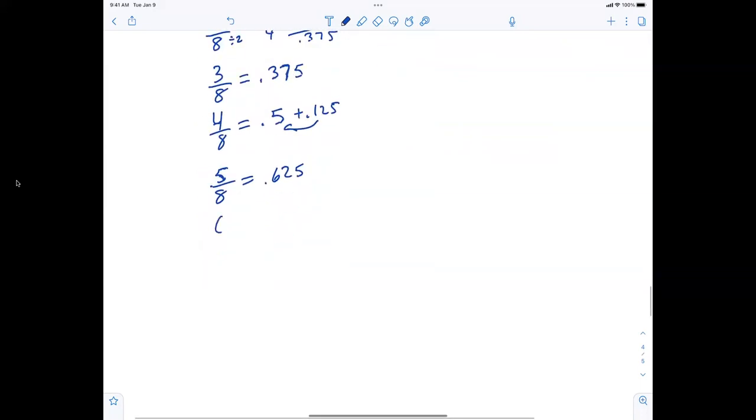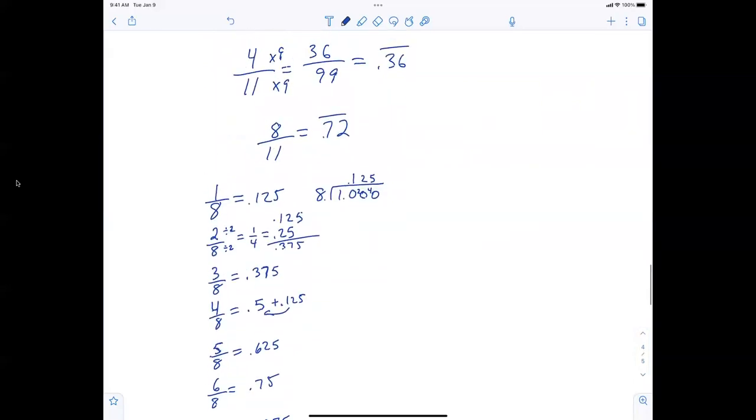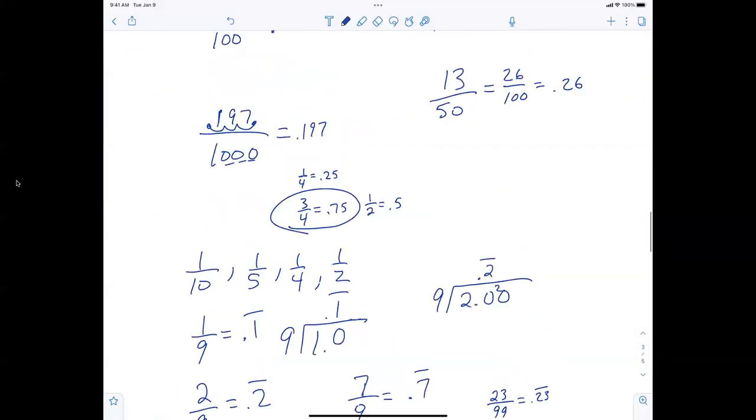Somebody help me with 6/8. 6/8 is the same as what? 3/4, which is 0.75. So guess what? Now I know what 7/8 is. How did I know what 7/8 is? 0.875. Wow, it feels good to be smart. So I'm expecting everybody to know the eights. Everybody should know the eights. We're adding that to our collection.